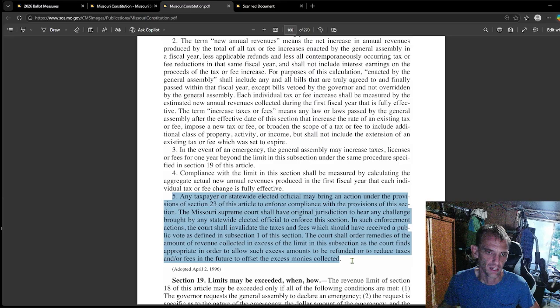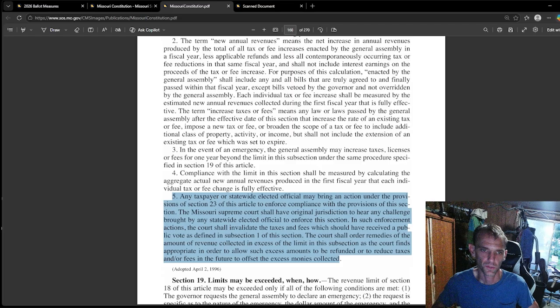Subsection 5 of Section 18E. Any taxpayer or statewide elected official may bring an action under provisions of Section 23 of this article to enforce compliance with the provisions of this section. The Missouri Supreme Court shall have original jurisdiction to hear any challenge brought by any statewide elected official to enforce this section. In such enforcement actions, the court shall invalidate the taxes and fees which should have received a public vote as defined in subsection 1 of this section.